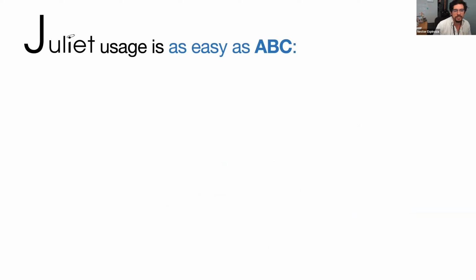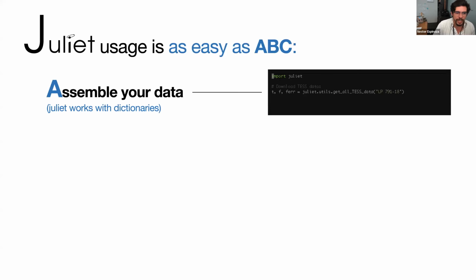There's three things you need to do if you want to use Juliet. It's basically 3 steps. Suppose that you want to fit some test data. The neat thing about Juliet is that it has some very handy tools to download data right away. So the first step, from the ABCs, is to assemble your data. The way you assemble your data is basically in dictionaries. Juliet loves dictionaries, and that's very useful for pipelining because you can make dictionaries work with basically any kind of data you have.